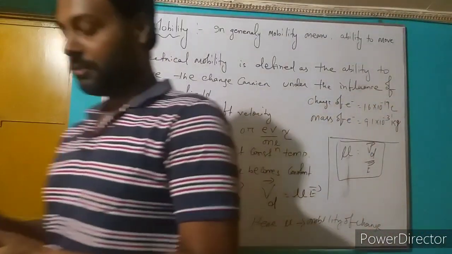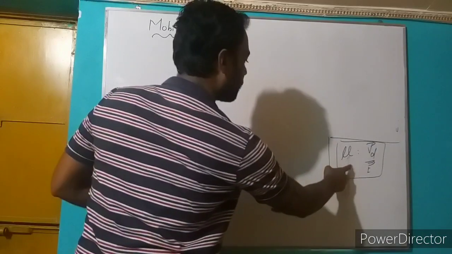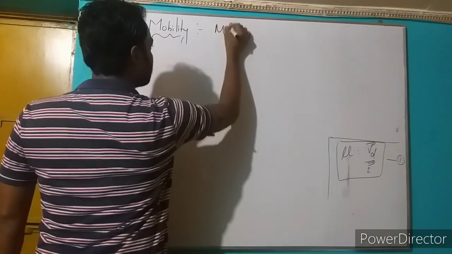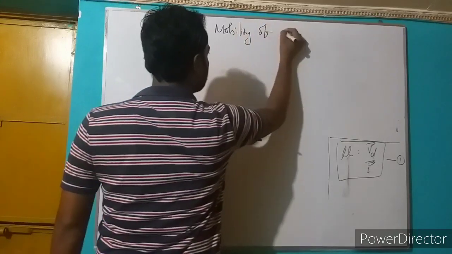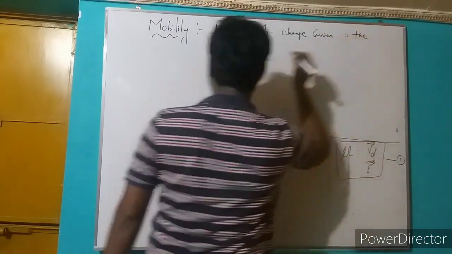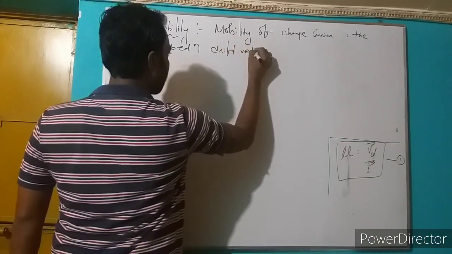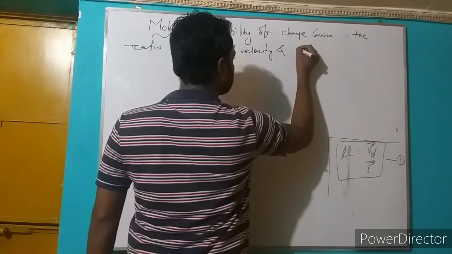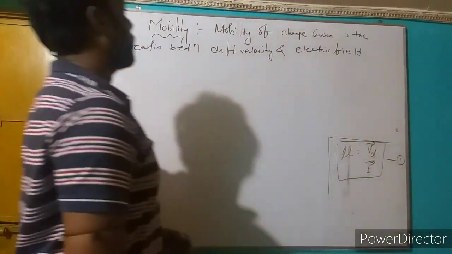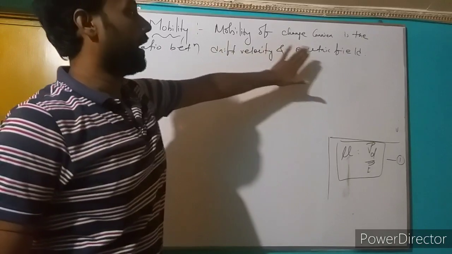So here we write, please note it. Therefore, from that equation, mobility of charge carrier is the ratio between drift velocity and electric field. Clear? So from the above formula, we define a definition. That definition represents mobility of charge carrier is the ratio between drift velocity and electric field.